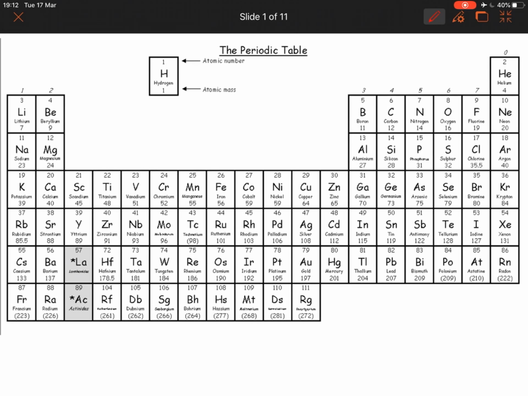Okay everybody, I'm going to go through bonding for people who might be a bit stuck. So the first thing we've got to realise is that the periodic table is really important for bonding. There are three types of bonding: ionic, covalent and metallic.